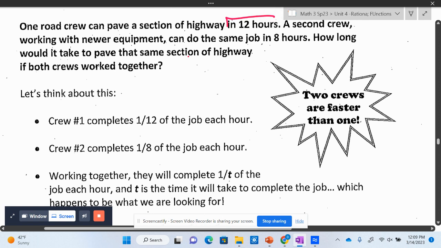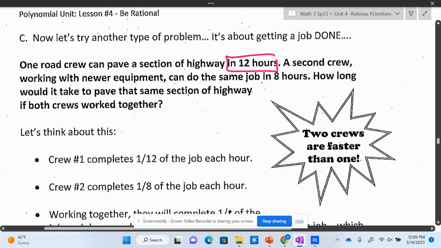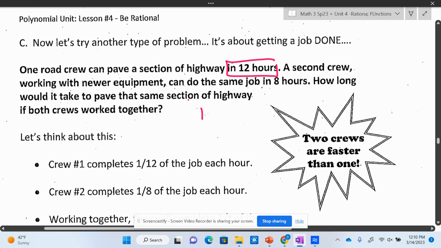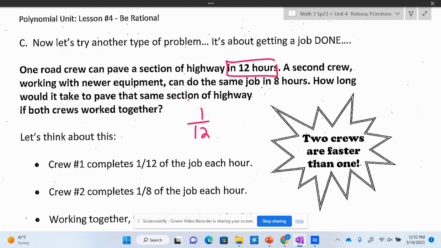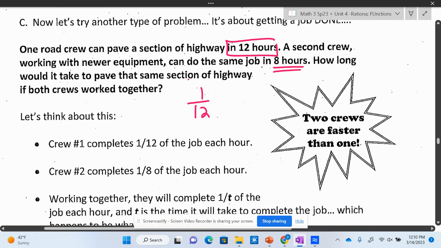So if it takes 12 hours to complete the whole job, then I can do 1/12 of the job in 1 hour, right? And if it takes 8 hours for the new crew with the better equipment to do the whole job, then they can complete 1/8 of the job in an hour.